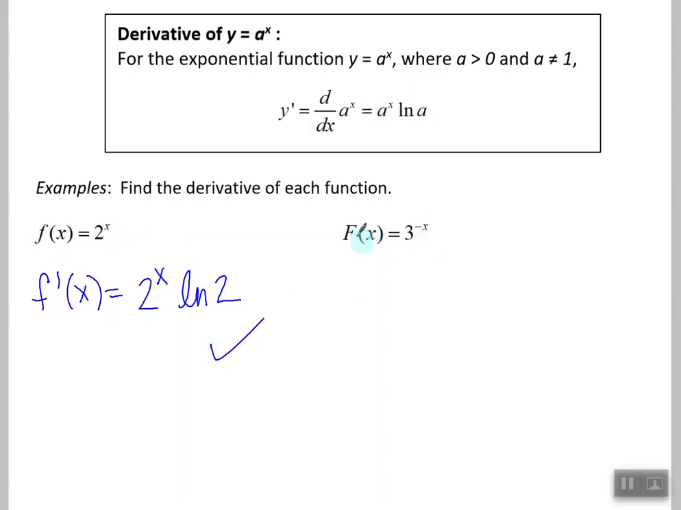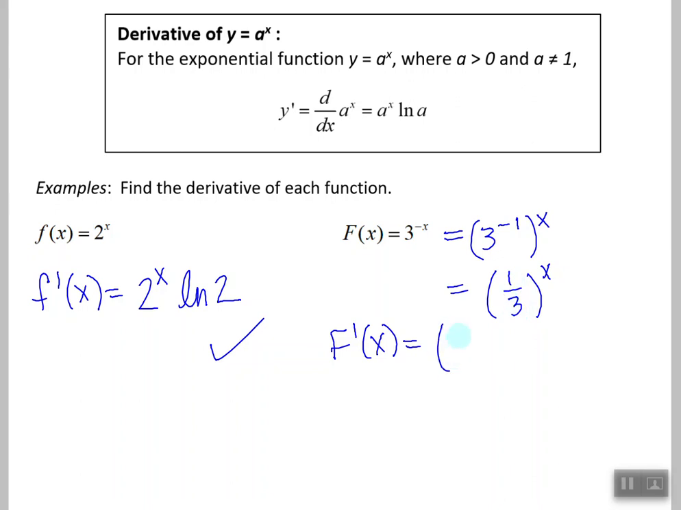How about this one? If capital F of x equals 3 to the negative x, well, we could rewrite this because this is the same as saying 3 to the negative 1 to the x, because these multiply, which is also the same as saying 1/3 to the x. If I'm doing the derivative with it written like this, that would be the a, 1/3. So this is going to be 1/3 to the x times natural log of 1/3.